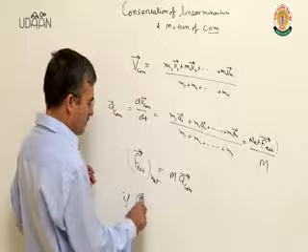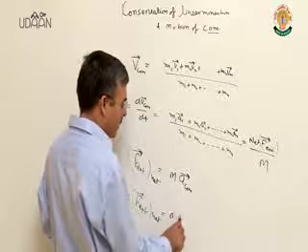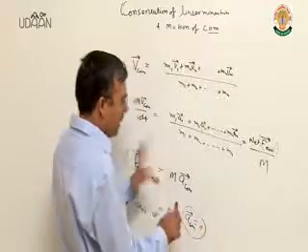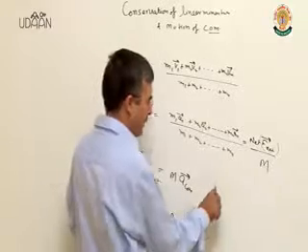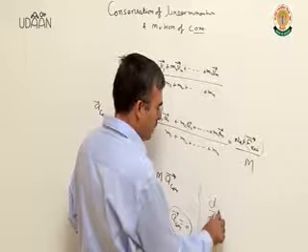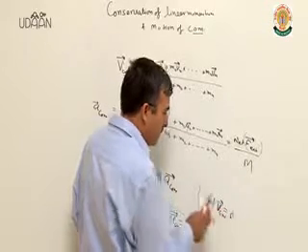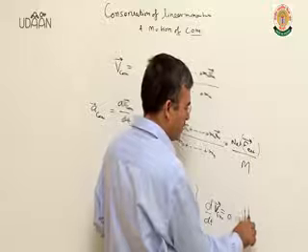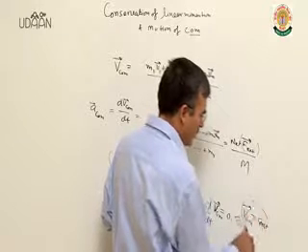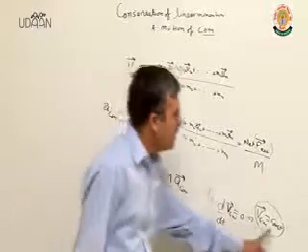If the net external force vector is 0, it means a_cm is 0, the mass of the system is not 0 and the mass of the system is constant. It means d/dt of v_cm is 0. It means that the velocity of the center of mass is constant. Clear? If the net external force is 0, then v_cm is constant.